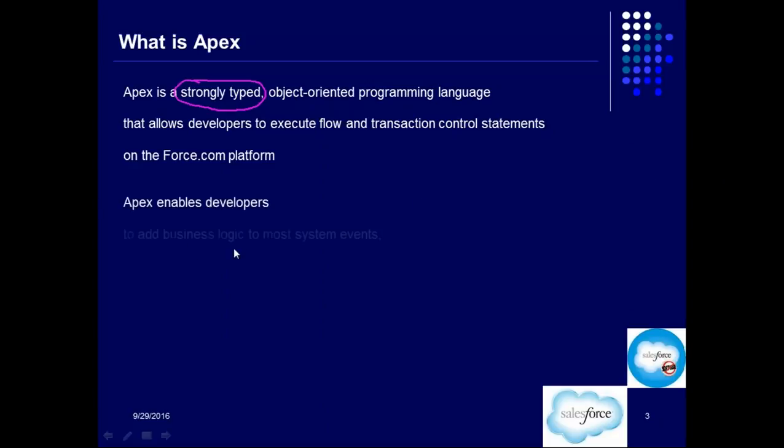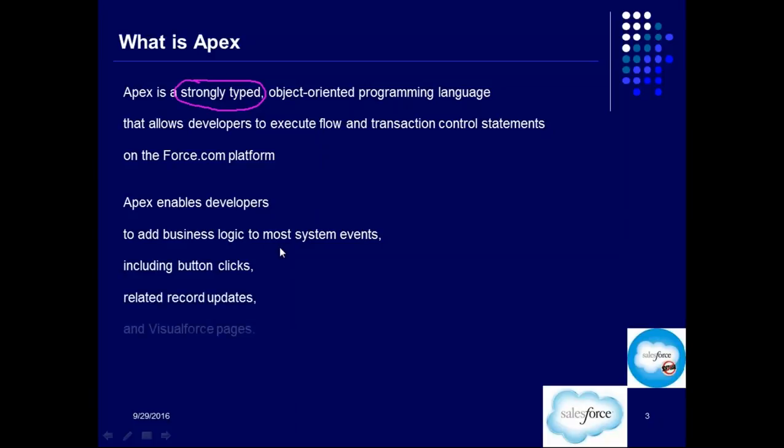So Apex enables developers to add business logics to most of the system events. It will actually enable a developer to add the logics to the events, including button clicks, related record updates, Visualforce pages. So these kind of system events, we can actually add logics to these things. We can add logic to a button click. We can add logic to a record being updated, a related record being updated, or a Visualforce page, right? So we can actually add different logics, all right?